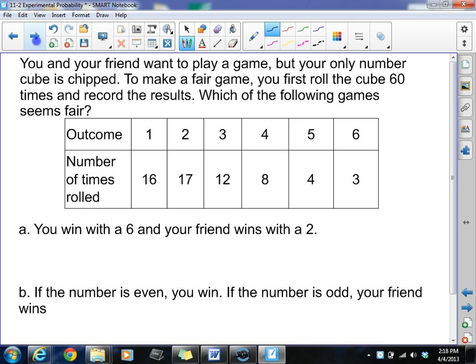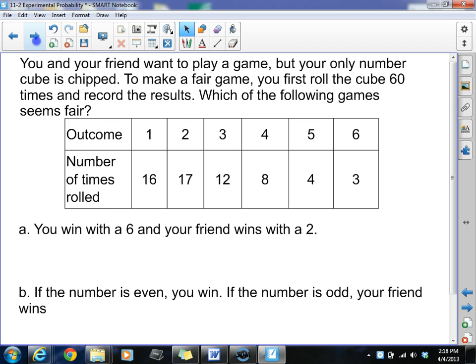All right, there is one more example with another part. Now we're going to be talking about fair games. If a game that we play is fair or not. So let's go ahead and read this. You and your friend want to play a game, but your only number cube is chipped.